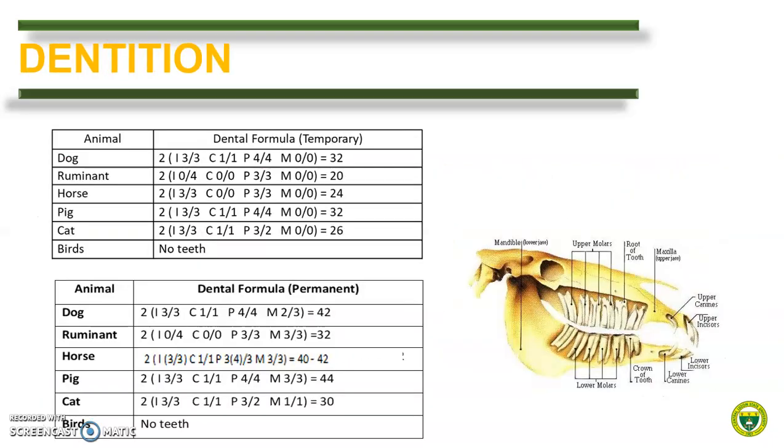Now let us compare the dentition. Most of our domestic animals are diphyodont, meaning they have 2 sets of teeth, a temporary or deciduous or the milk teeth, and the permanent teeth. They are also classified as heterodont, meaning the teeth are classified into incisors, canines, premolars, and molars. Here is the temporary and the permanent dental formula of different domestic animals we are studying in this course. Please note that the molar teeth are absent in the temporary dentition. Likewise, have in mind that birds lack teeth.